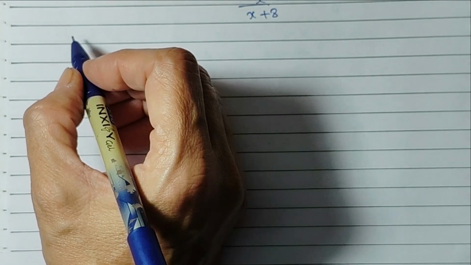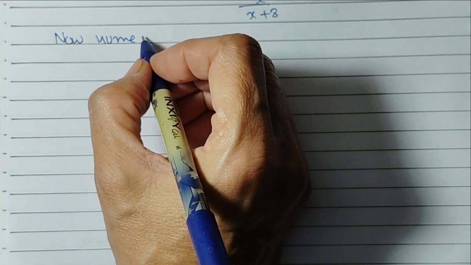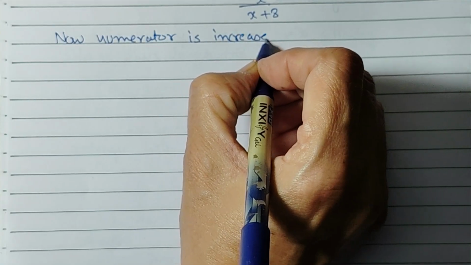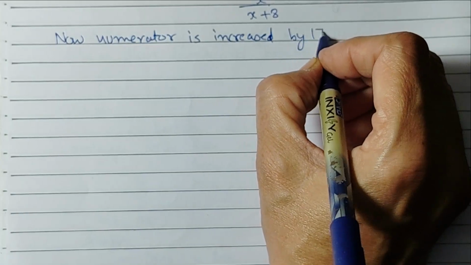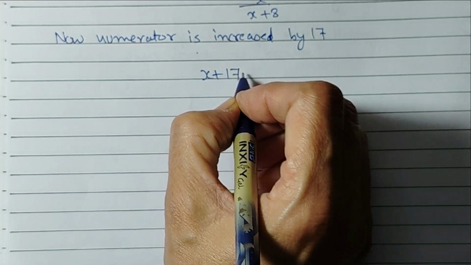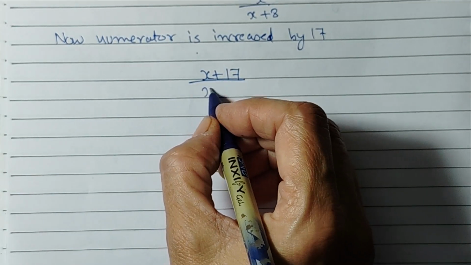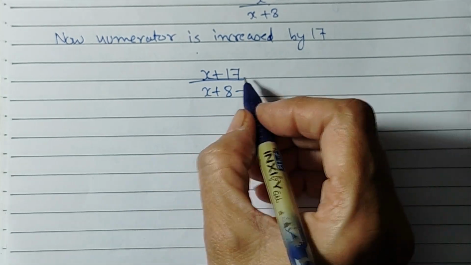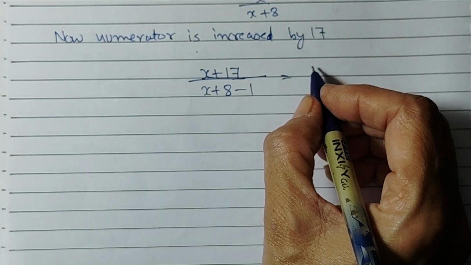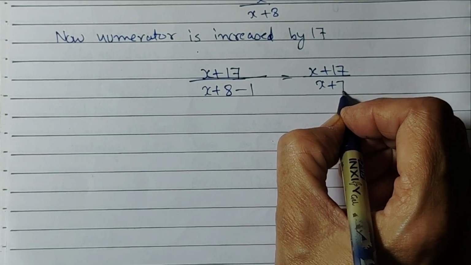Now the numerator increased by 17 is x plus 17, and the denominator decreased by 1 is x plus 8 minus 1, so the new rational number is x plus 17 over x plus 7.